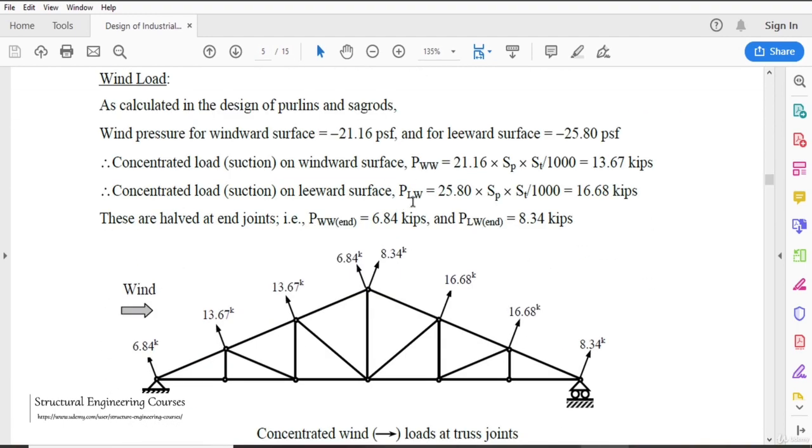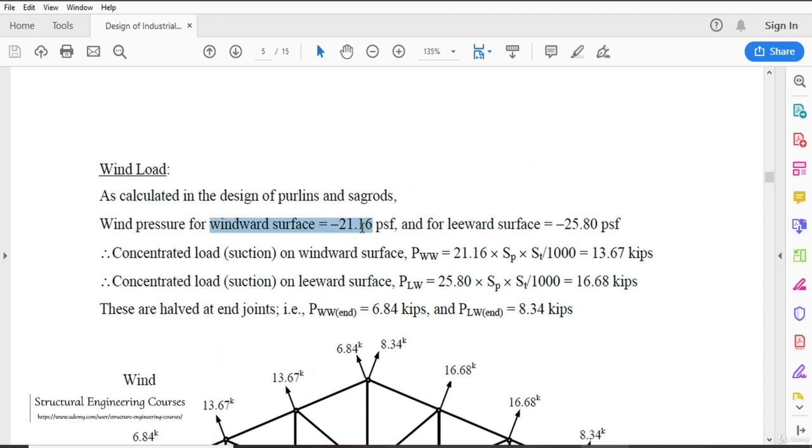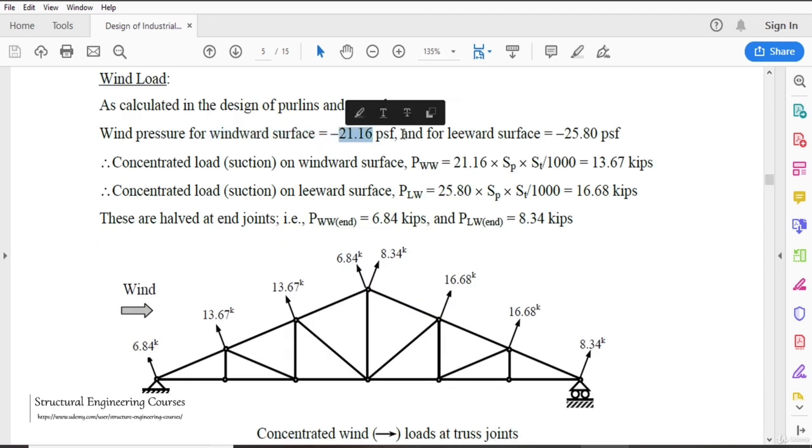The value of wind load has already been assessed when we were designing the purlins. So in that case, on the windward surface, the loading was coming out to be 21.16, and on the leeward surface the loading was coming out to be 25.8 psf. Now when we are considering the concentrated load on the windward surface, obviously we need to multiply SP into ST divided by 1000, the spacing of purlin into spacing of truss divided by 1000 to calculate the value in kips. So on the windward surface it is 13.67 and 50% here, that is 6.84 and 6.84.